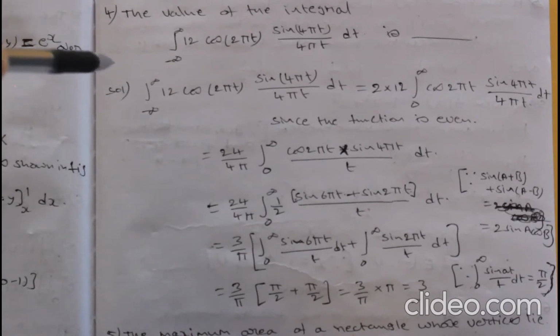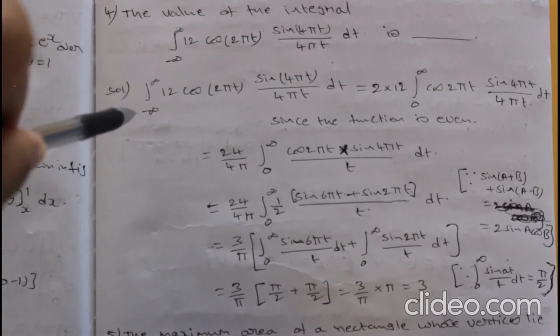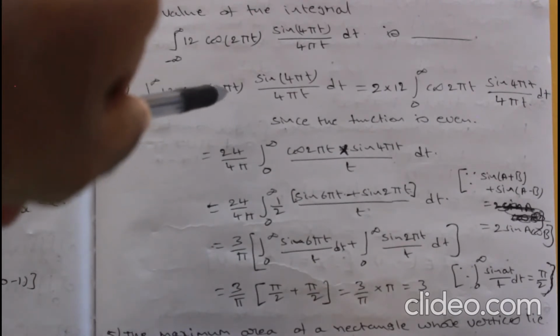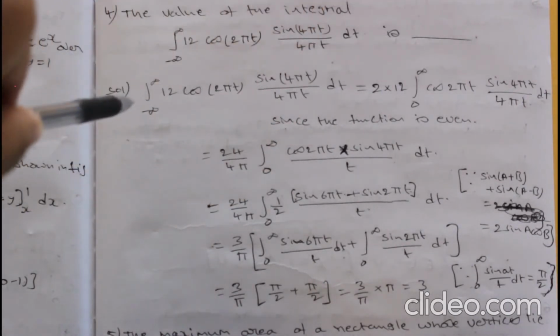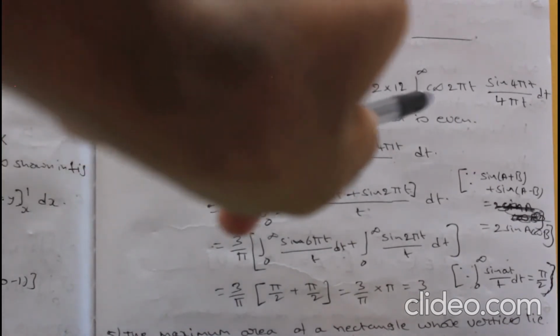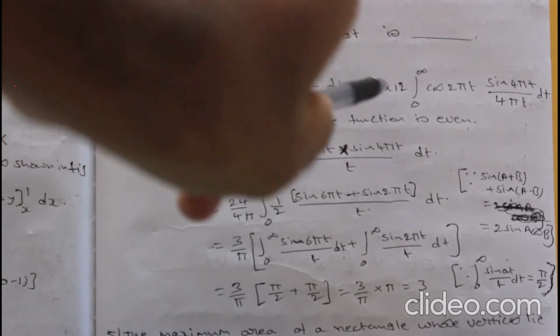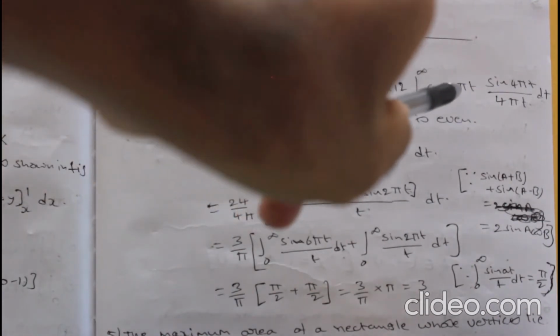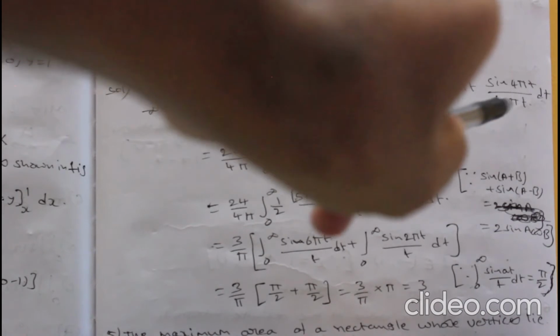So from the properties of definite integrals, for the integral from minus infinity to infinity of an even function, it will be directly 2 into the integral from 0 to infinity. Okay, 2 into, bring this 12 outside, so 12 into the integral from 0 to infinity of cos 2πt sin 4πt by 4πt dt.